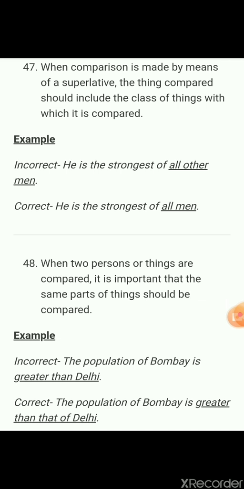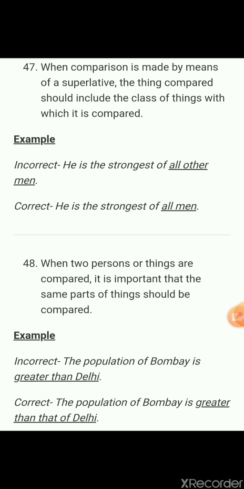Look at the example to make it clear. He is the strongest of all other men. He is the strongest of all men. Means there is nothing to put. Okay, it's all clear. Very clear statement, very clear comparison. There is no need to write some different words.